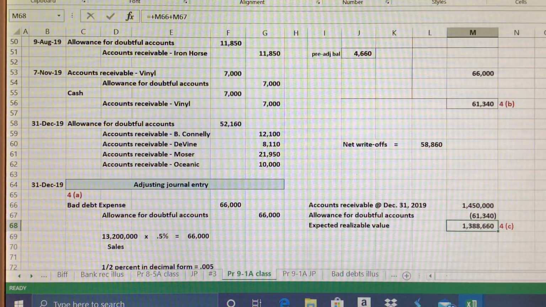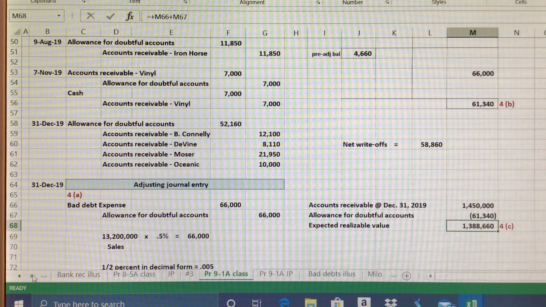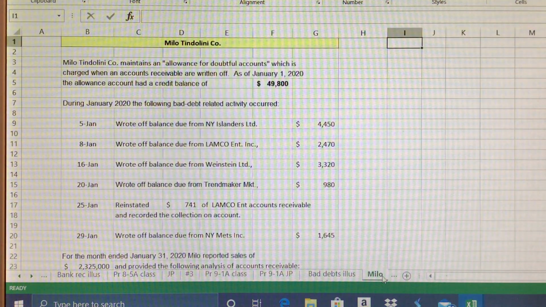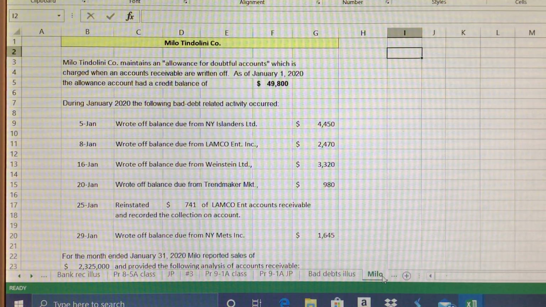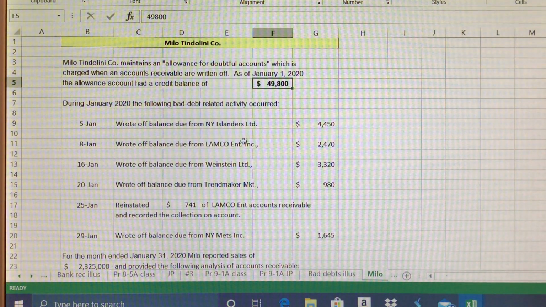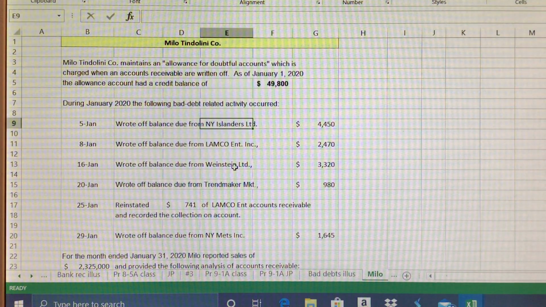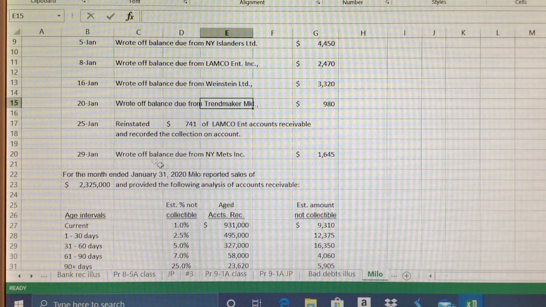Now this problem kind of falls along the same lines as the Milo-Tindolini problem, but the Milo-Tindolini problem is just 1 month, which is much more practical in terms of real life. You're going to start with a $49,800 credit balance, and you got a bunch of write-offs. Wrote off the Islanders, those thugs on ice, right? Lamco, Weinberg, and another company here. And then you got a reinstatement. And then, of course, you wrote off the Mets.